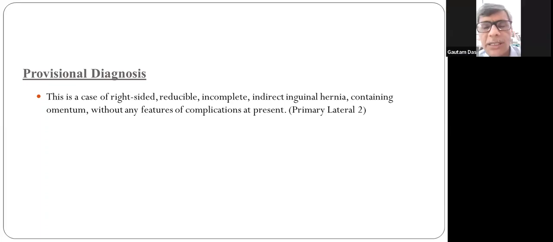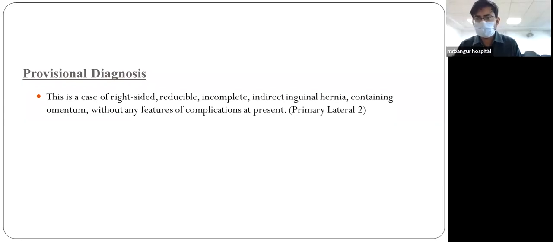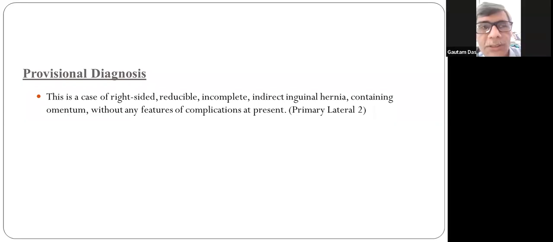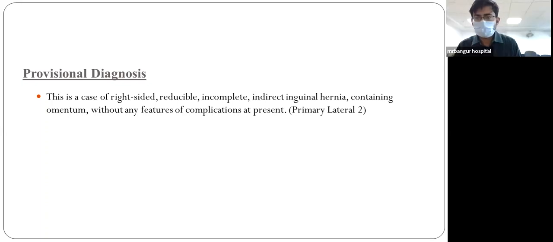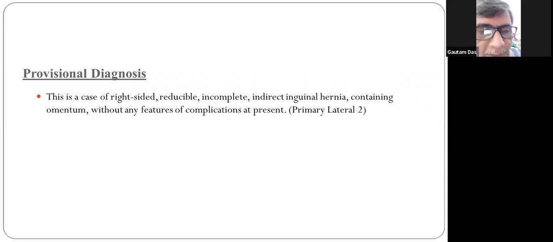So it is then an indirect inguinal hernia. You have told another thing, that it contains what? Omentum, sir. Yes, sir. Omentum. How are you sure that it is the omentum? What are the features? Starting from the history, what are the differences between an omentocele and an enterocele?